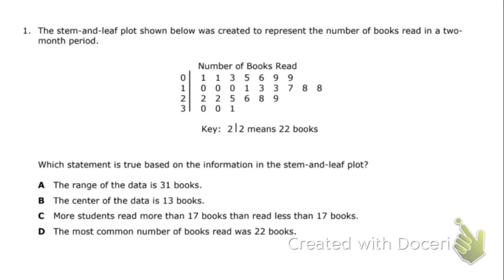In this question, it's asking what statement is true. The range of the data is 31. Let's see if this is true. In order to get the range, the highest number is 31, and the lowest number is 1. So 31 minus 1 is 30, so therefore the range is not 31, it's 30. This is false.